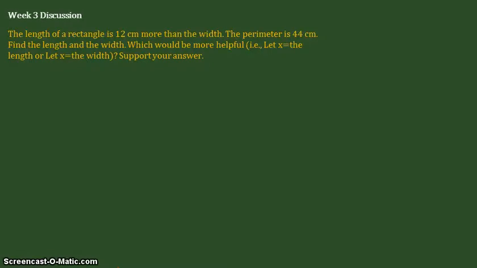Hi, so in week 3, you were told that the length of a rectangle is 12 centimeters more than the width. And they give you the perimeter as 44 centimeters. And then they ask you to find the length and the width. And then it asks you which would be more helpful: let x equal the length or let x equal the width. And then they ask you to support your answer.